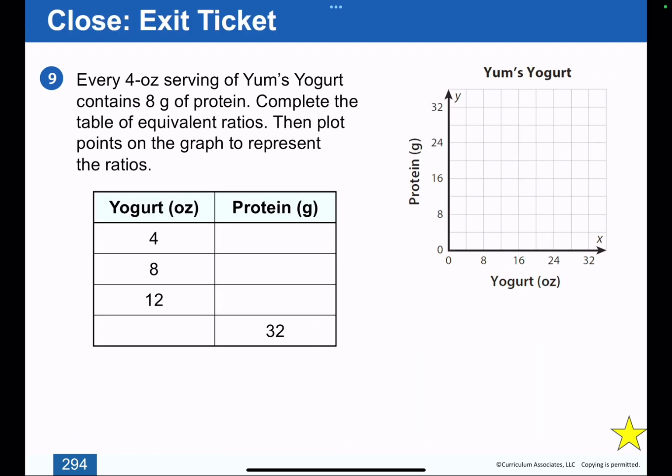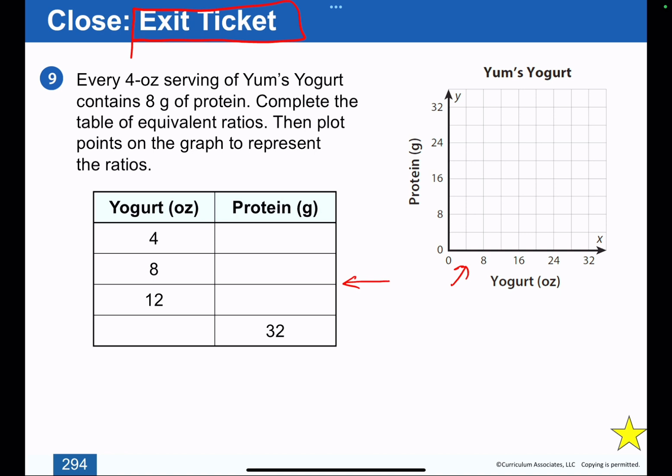Now I want to do a table and coordinate plane. I know it says exit ticket. This isn't the last problem you'll be working on. It's the last one I'll be covering in this video, though. Pause the video, see if you can fill in the table and plot all the points on the graph. See if you can do it yourself, and then check here for the answer.